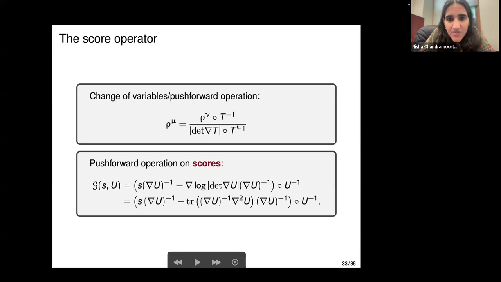This is of course the starting point for deriving all kinds of transport map based sampling algorithms. For the moment though, if we take the log on both sides and differentiate it, we can now define an operator that I will call the score operator, which takes a score and a transport map, this is the argument u, and gives you the score of the transported distribution. This looks like a hairy expression, but basically you just take the log and take the gradient, and you get this.